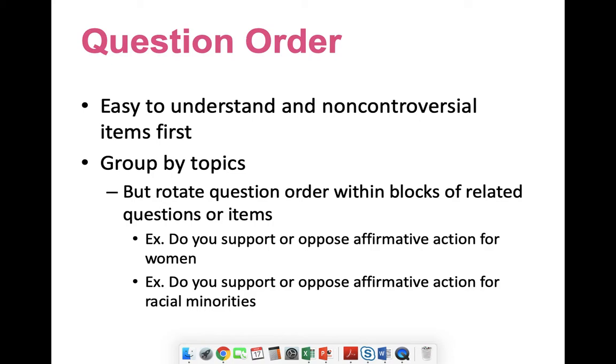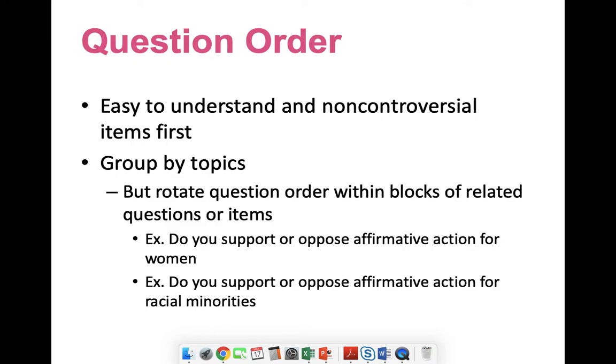Indeed, some research has shown that people's answers on this particular topic can be different depending on the order in which questions were asked. So as Morling reports in the chapter, when white people are asked about whether they support or oppose affirmative action for women, and then are subsequently asked whether they support or oppose affirmative action for racial minorities, a higher percentage of whites endorse or support affirmative action for racial minorities if asked after the question about supporting affirmative action for women.